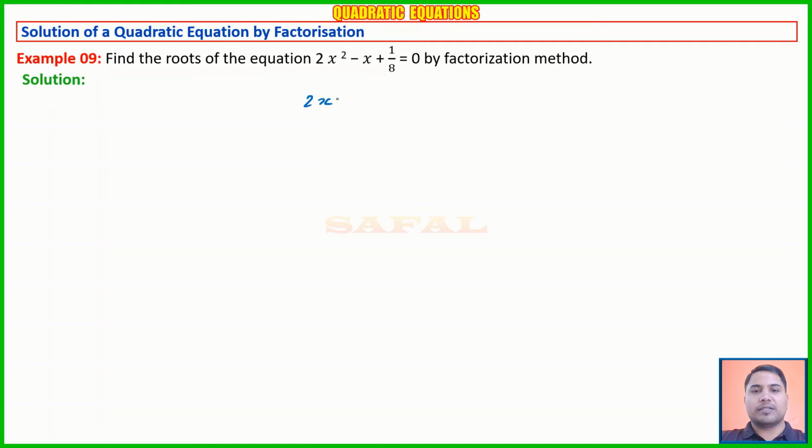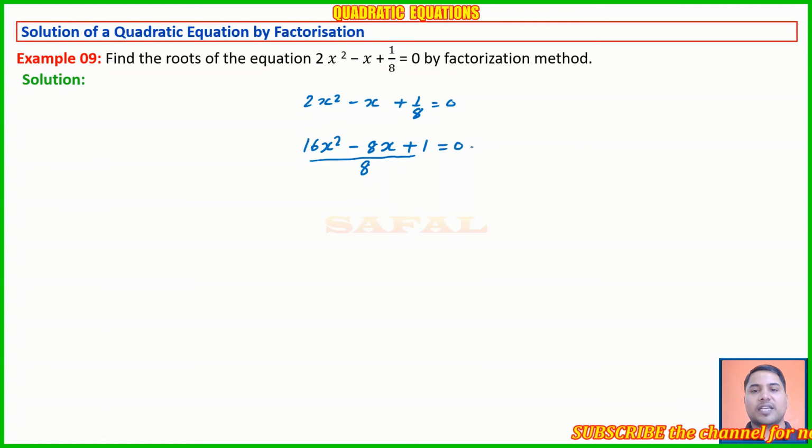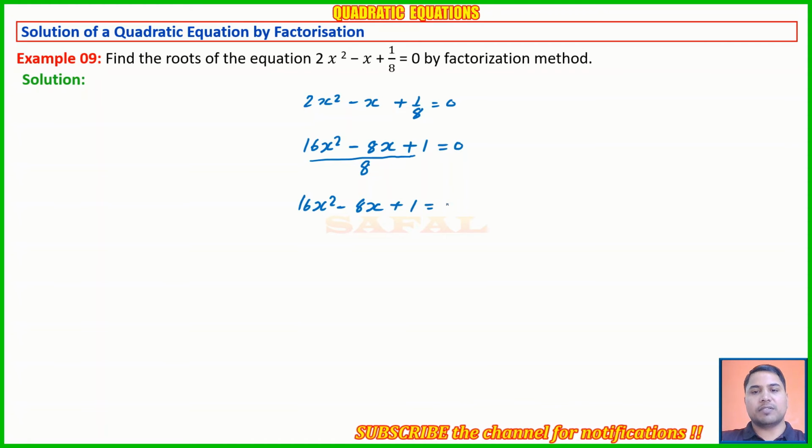So 2x square minus x plus 1 by 8 equals 0. This is the equation. So what I am going to do is I am going to take 8 as LCM. So what I will get, 16x square minus 8x plus 1 equals 0, and here I will have 8. Now this 8 if I will cross multiply, it will go to the right hand side, and 8 into 0 will become 0. So effectively the equation becomes 16x square minus 8x plus 1 equals 0.